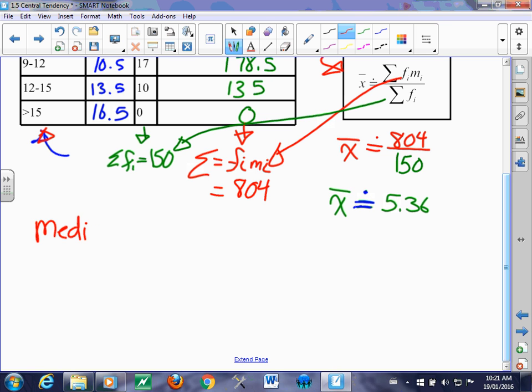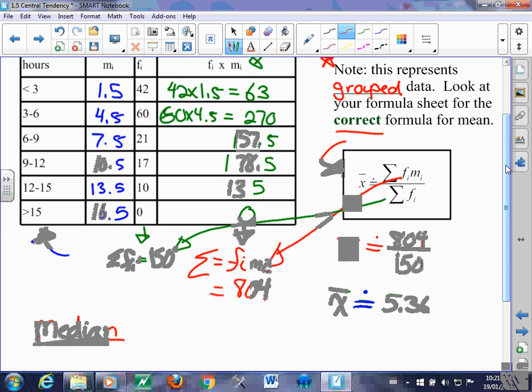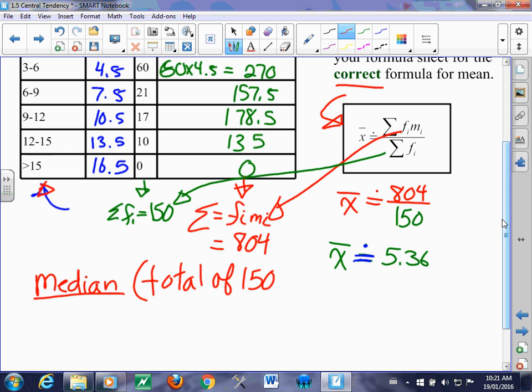Let's take a look now at the median. The median is the middle value when they are in order. The good thing about grouped data, folks, is usually you'll notice the intervals are in order. So taking a look, we have a total of how many terms? We have a total of 150. So right away, I know I have an even amount, so I'm going to have to take 2 values, add them up and divide by 2. So this is an even number.